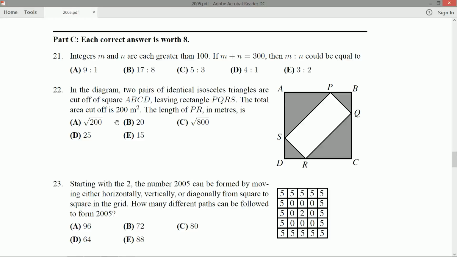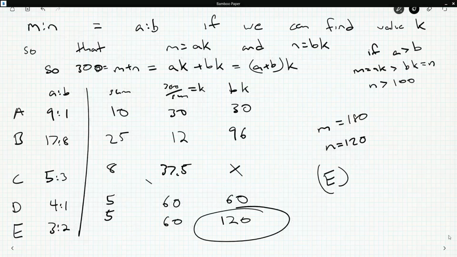We're on question 22. In the diagram, two pairs of identical isosceles triangles are cut off of square ABCD, leaving rectangle PQRS. The total area cut off is 200 meters squared. The length of PR in meters is... So we got some isosceles triangles. Let's get our notepad out and draw a picture of this. So we'll leave question 21 behind.